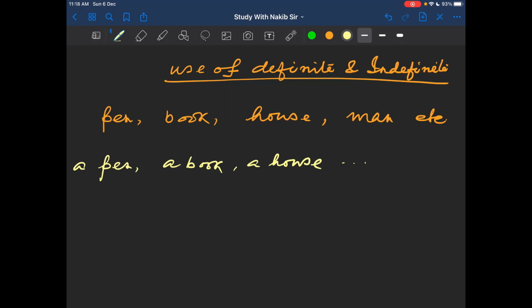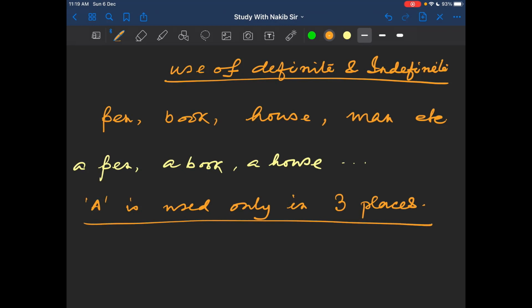First, see the mechanical level. The indefinite article a is used in 3 places only. Only in 3 places the indefinite article a is used. Very easy. Number 1, before the nouns that begin with a consonant.